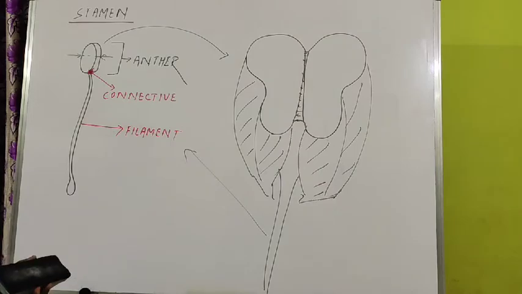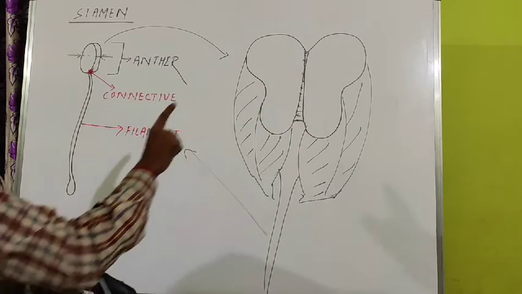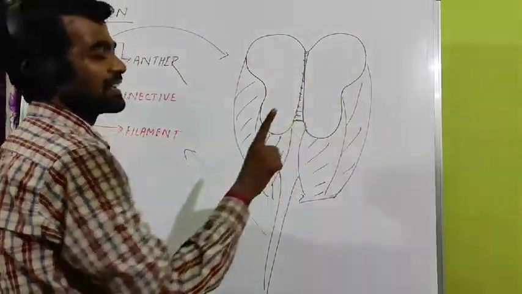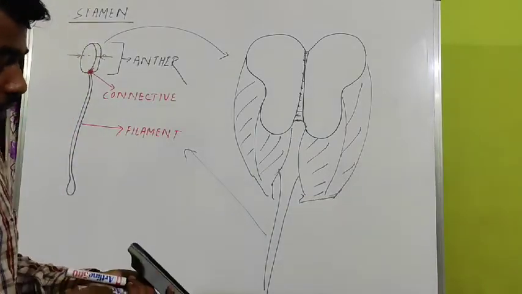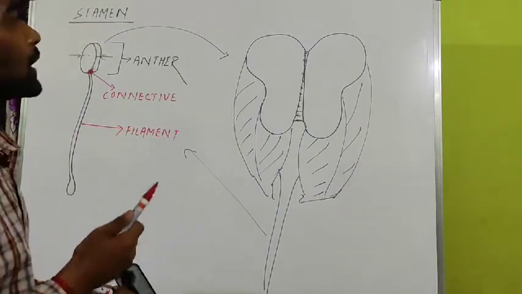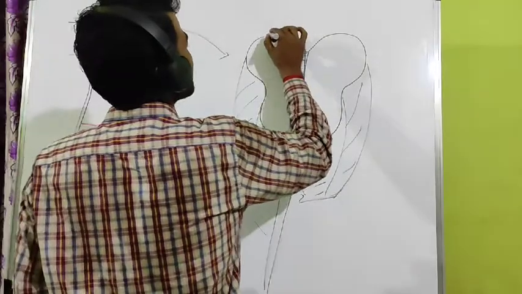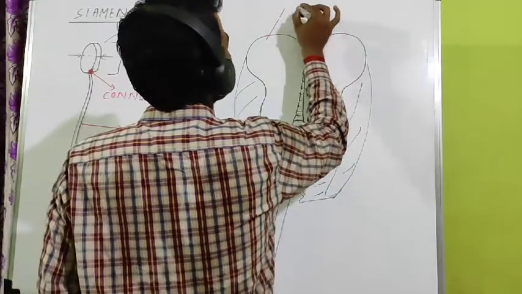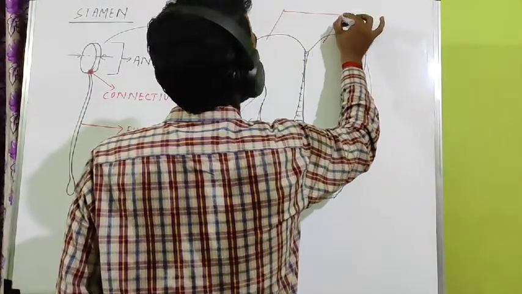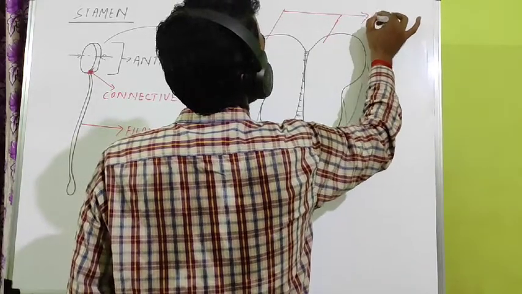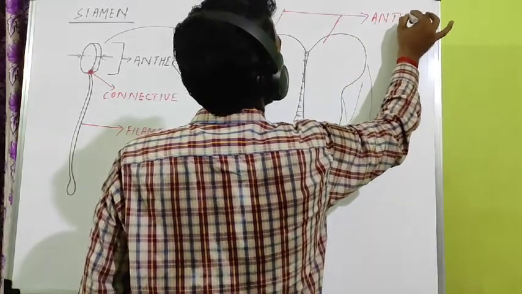So in this diagram, how many sides you are looking at? This is one side, this is another side. Each side is called as a lobe. इसको anther lobe बोलते हैं. Anther का lobe. So this is one anther lobe. This is another anther lobe. So how many anther lobes do you find? Two anther lobes.